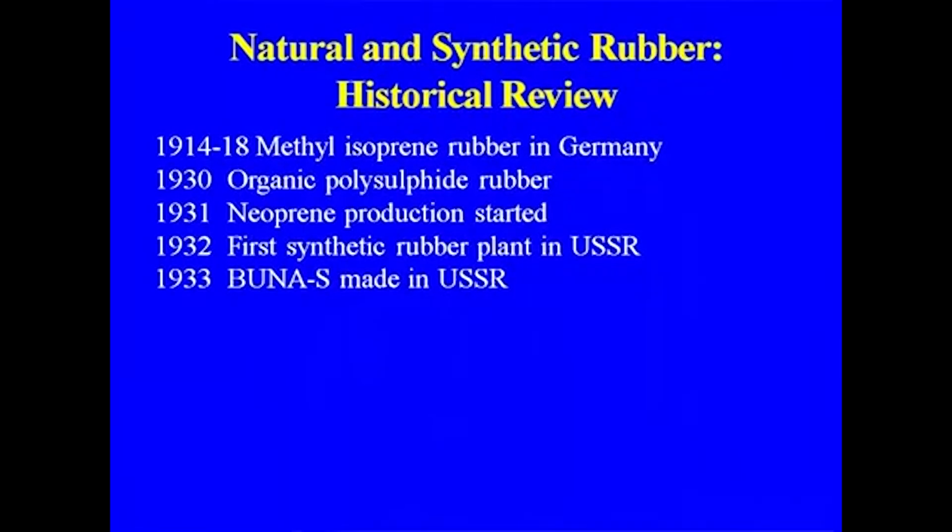And you see the lot of development. Earlier I told you that during World War I and World War II, a lot of development took place in the chemical industry, due to the rising demand from the war point of view, and that led to the development of a number of important petrochemicals. Methyl isoprene rubber in Germany was in 1940. In 1930, organic polysulfide rubber, and neoprene production started in 1931. In 1932, the first synthetic rubber plant in USSR, and Buna was made in USSR.